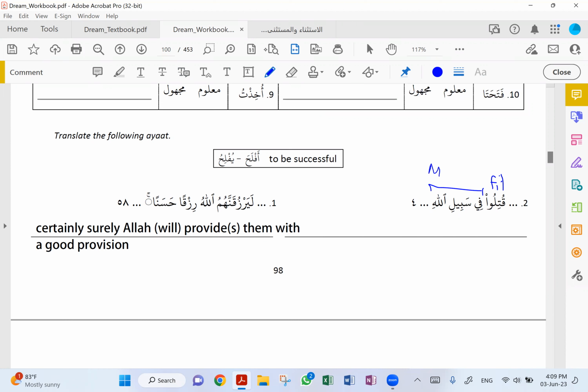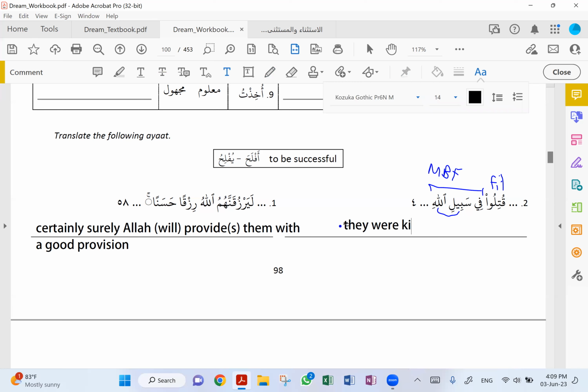Right, so how do we translate this? They were killed in the path of Allah. Because قتلوا is passive, so we'll say they were killed in the path of Allah. Okay.